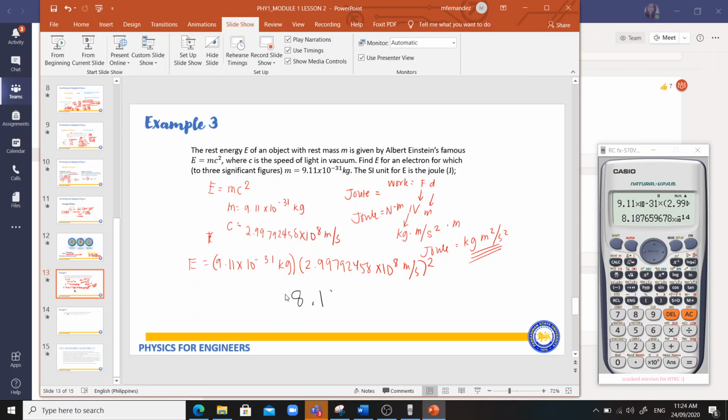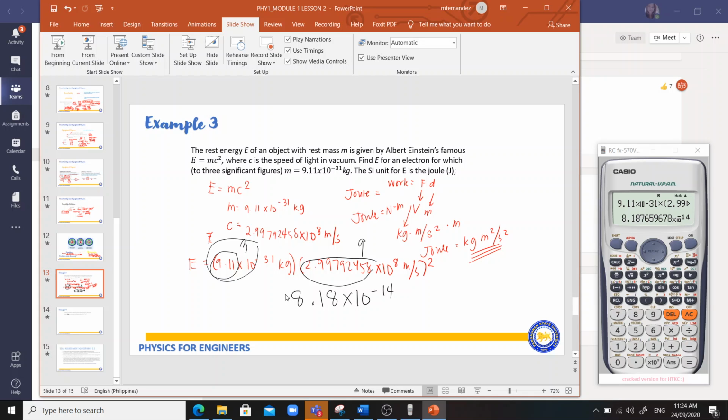So, ang sagot natin is 8.18 times 10 raised to negative 14. Ma'am, bakit nag-round off ka? Ito na yung significant figure. Tignan mo, 9.11, ilang significant figure ba? Tatlo. Yung 2.9999 blah blah blah, ilan yan? 1, 2, 3, 4, 5, 6, 7, 8, 9. Okay? So, ano susundin natin? Siyempre, yung fewest. Tatlo.